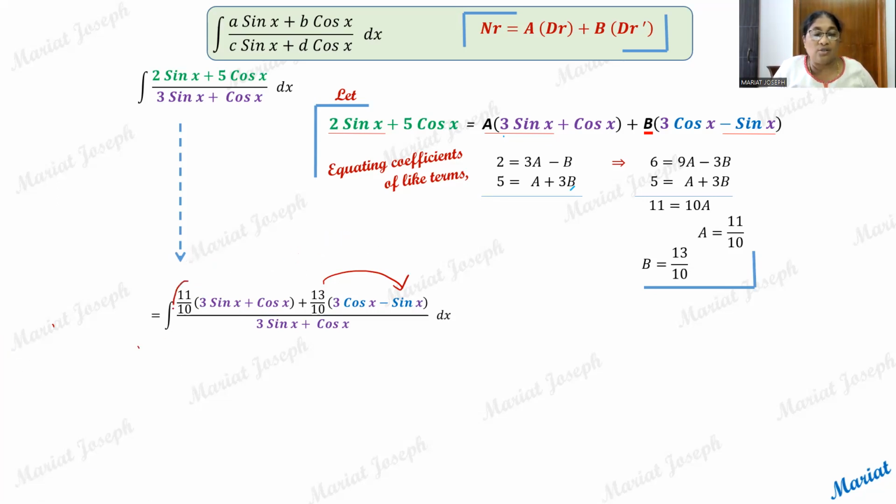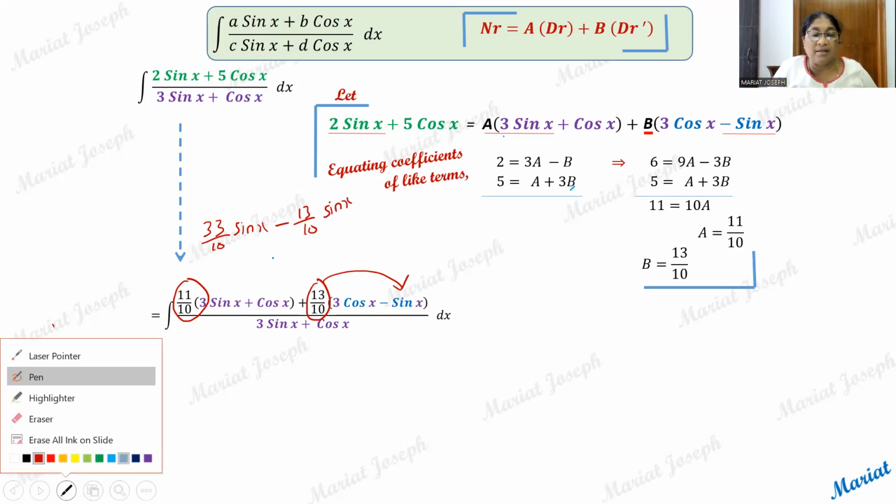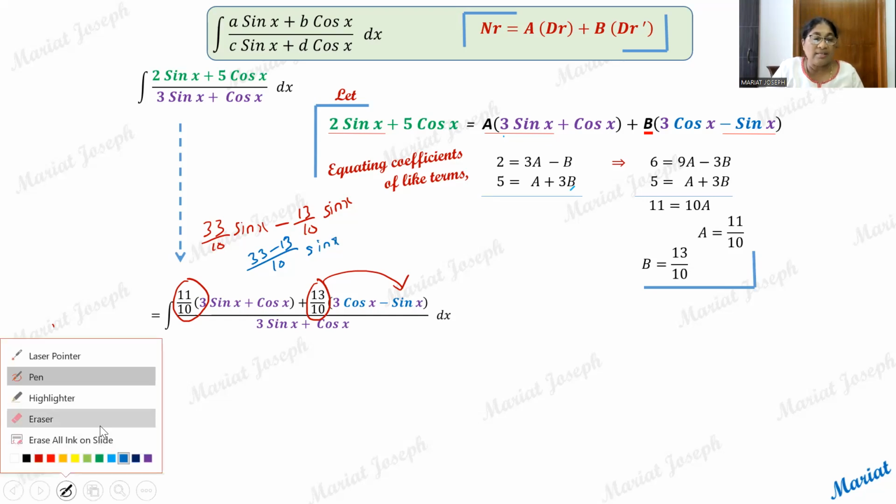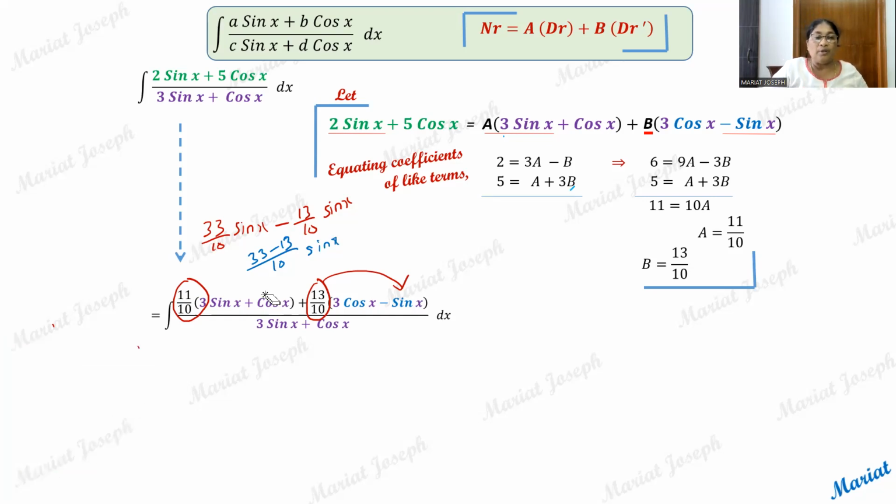First one, 3 into 11 by 10 is 33 by 10 sin x. And 13 by 10 into minus 1 is minus 13 by 10 sin x. Take sin x common and take the LCM of 10. What is happening? 33 minus 13 upon 10 sin x. What is 33 minus 13? Isn't it 20? Yes, ma'am. Upon 10 is 2. This 2 is what we have split up like this.